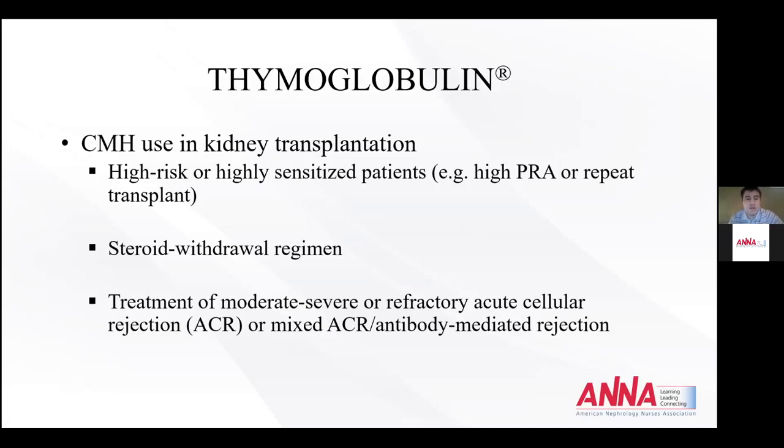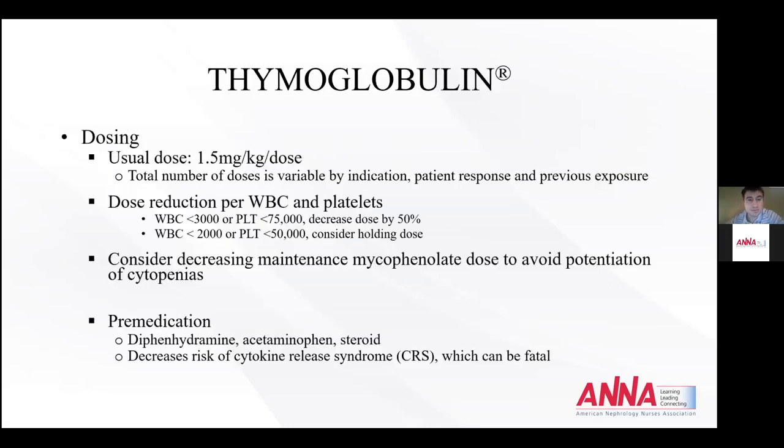You do have treatment for moderate to severe, or also what we call refractory recurring, acute cellular rejections, mixed with kind of an antibody mediated component. But I would say if you ever think of thymoglobulin, it's a cellular rejection type medication, and it's used to prevent acute cellular rejection at the time of transplant.